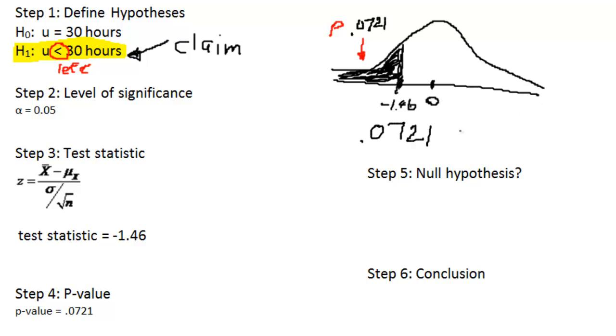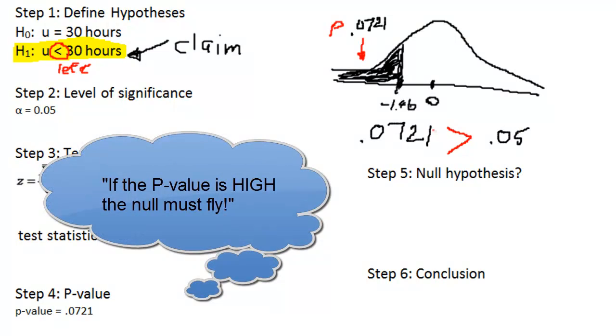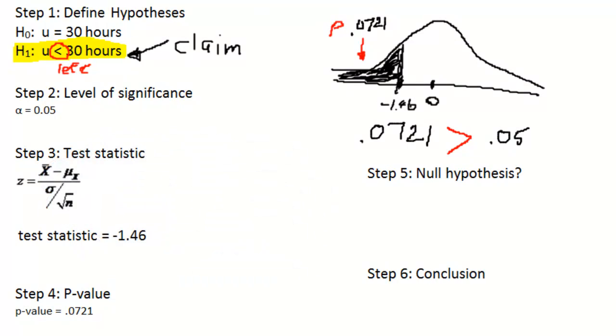I'm going to compare that to our level of significance that we were given in step 2, which is 0.05. And I hope you see that obviously 0.0721 is greater than 0.05. It's greater than 5%. So this is how the phrase goes: if the p-value is high, then the null must fly.